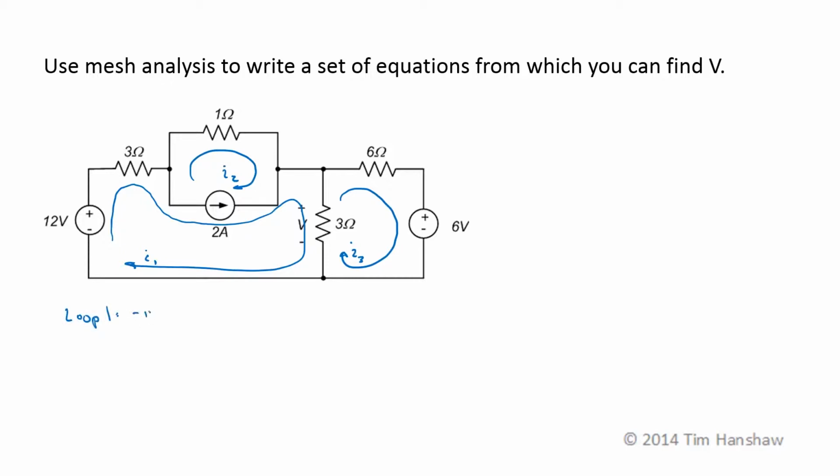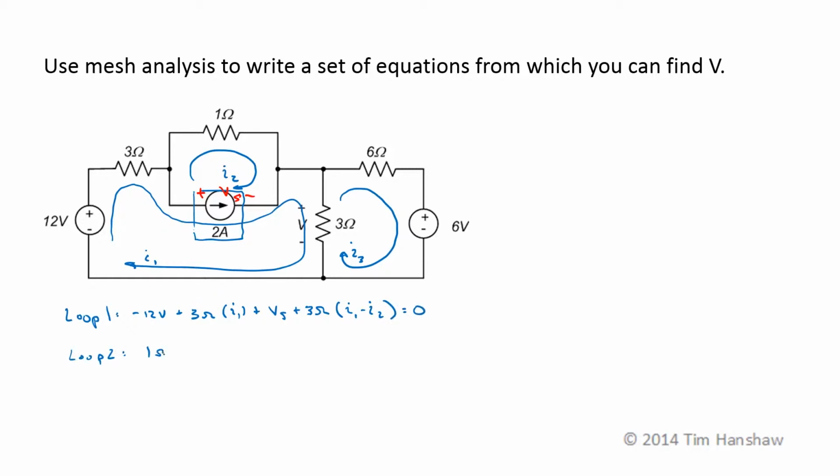So for loop 1, minus 12 volts plus 3 ohms times I1 plus this loop goes through this 2 amp source. I don't know anything about the voltage across that 2 amp source, so I have to define that as an unknown. Let's make that V sub S with that assumed polarity. So now I see the positive terminal of V sub S first. Now I see the 3 ohm resistor. So 3 ohms times I1 minus I2 is equal to 0.